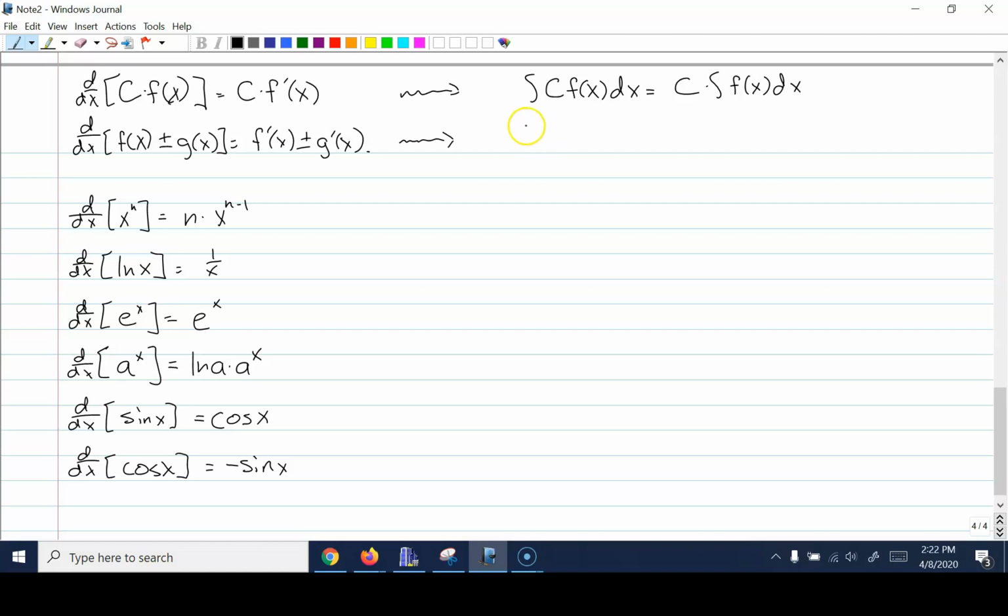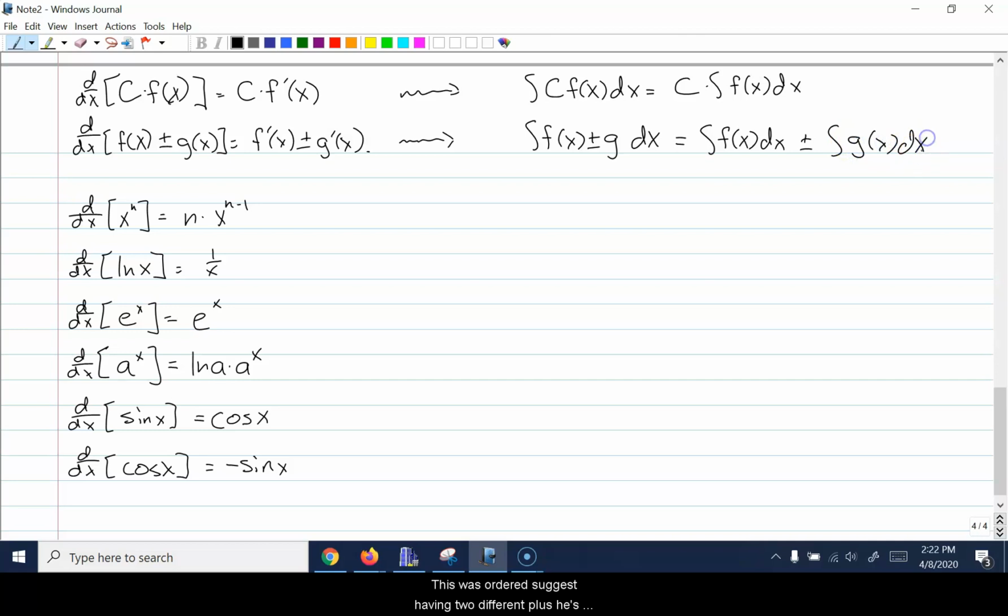Same deal for two functions added and subtracted. If I have two functions with a plus or minus in between them, then I take their derivatives one at a time and leave the plus or minus between them. Same deal for the integral. The integral of two things added or subtracted is the sum or difference of the integrals. This would sort of suggest having two different plus C's, which is fine. A constant plus a constant is still a constant, but it looks goofy if you write that.